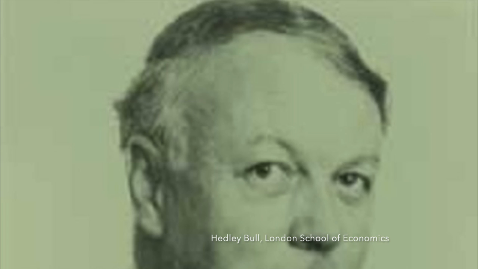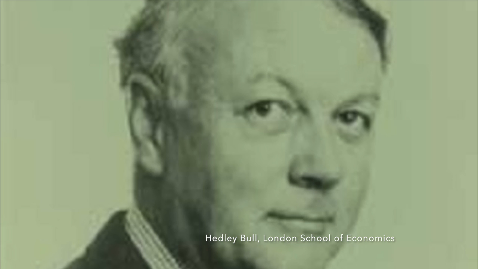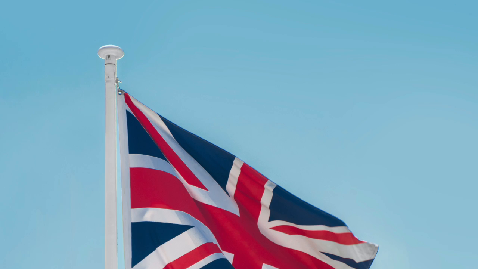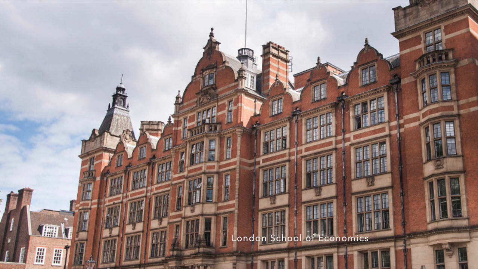In today's video, we will talk about Hedley Bull, the most prominent scholar of the English school. An Australian international relations scholar, Hedley Bull, who lived between 1932 and 1985, has been one of the key figures of the field with his ideas, especially in Australia and the UK. After moving from Australia to the UK to study politics, he became an assistant lecturer of IR at the London School of Economics and Political Science.